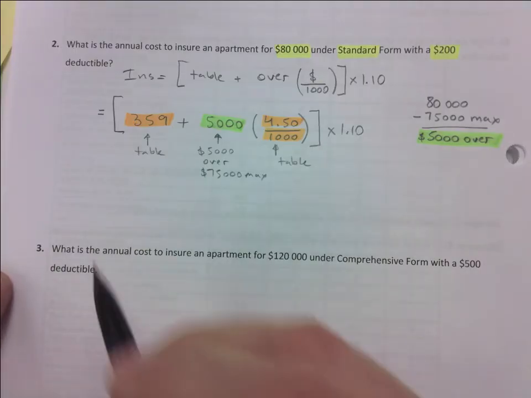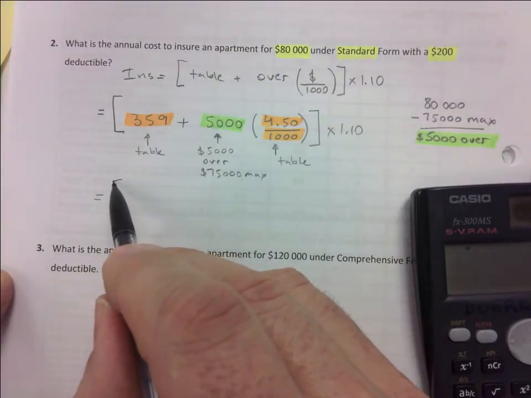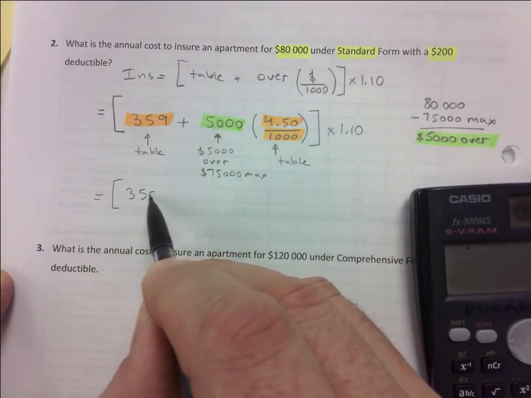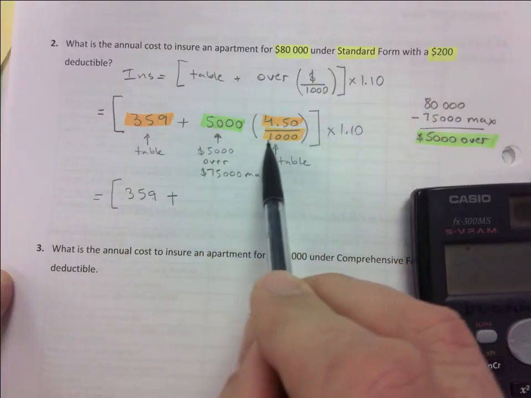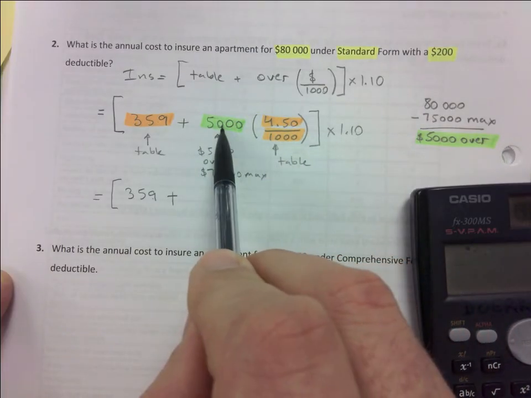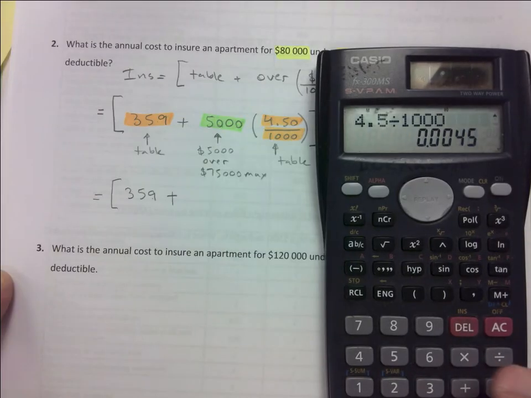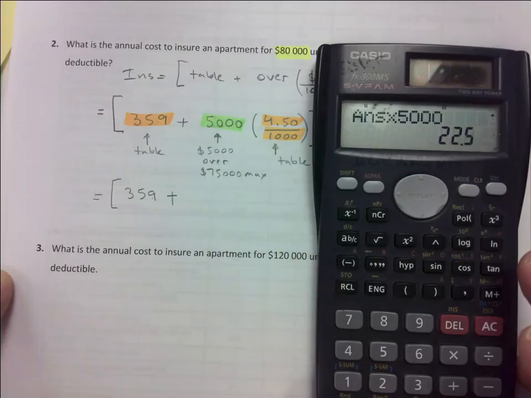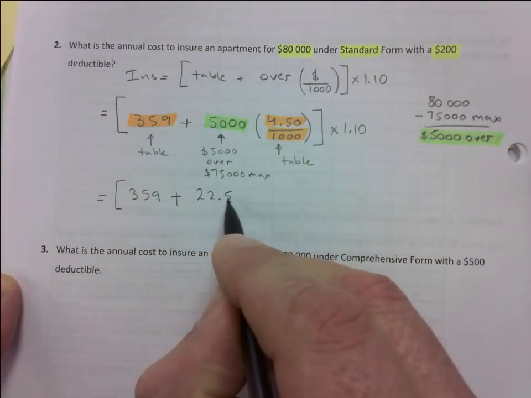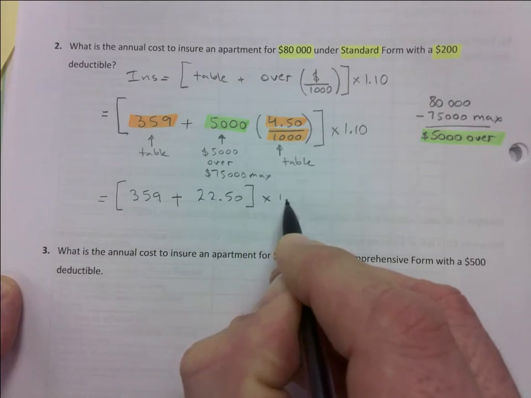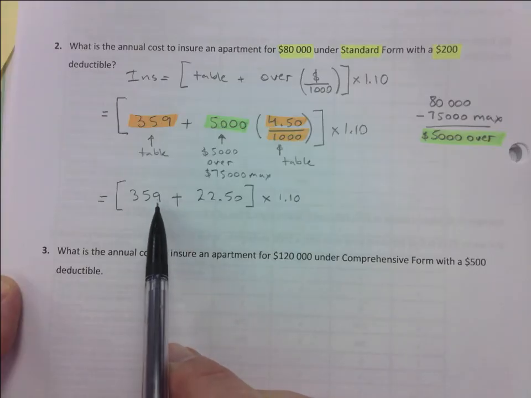Now it's time to clean this mess up. I'll tell you right off the bat, you go 359, you copy this number down, plus do this separately. You divide here and multiply it by 5,000. So you pay an extra $22.50. It's not a whole lot. All of that times 1.10. The next step is to add. You add these two up.